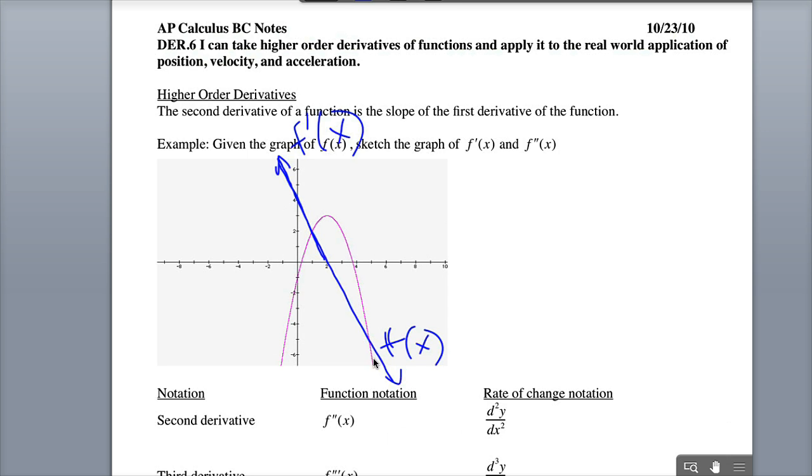Now, if I want to find f double prime of x, I want to know what the slope of this is. Do you see the slope is just one regular slope, and it goes for the whole function? Let's just call this like -2. Well, actually, here, look. I go down 4 and over 2, so I have a slope of -2 here. So the slope is -2 here, the slope is -2 here, the slope is -2 everywhere. So f double prime looks like this.